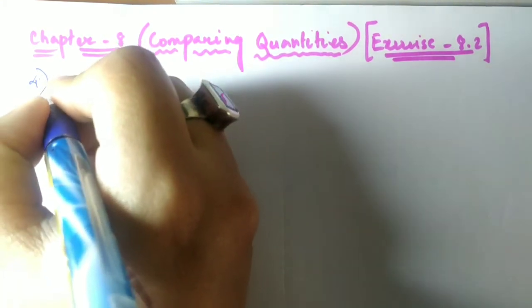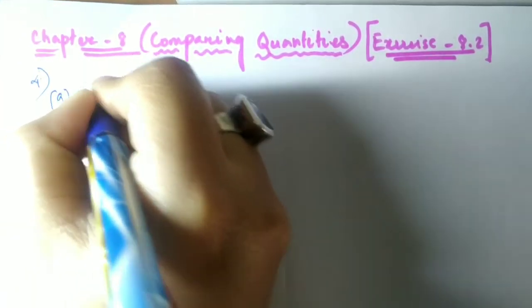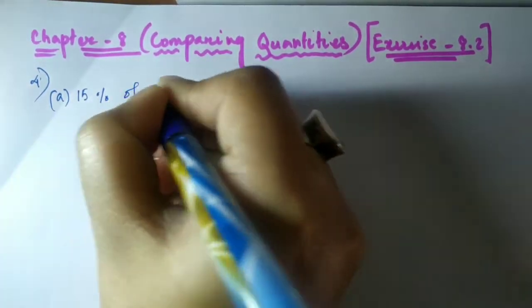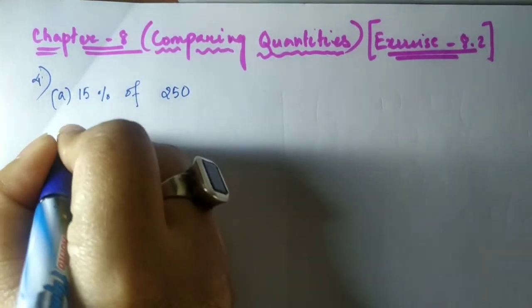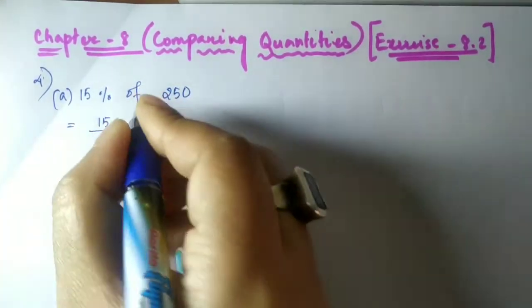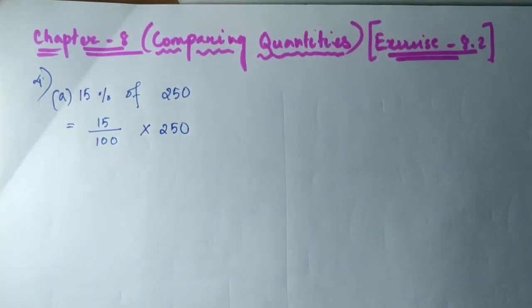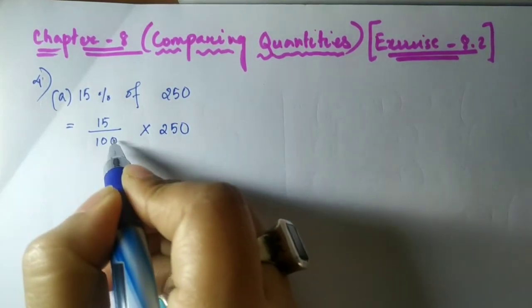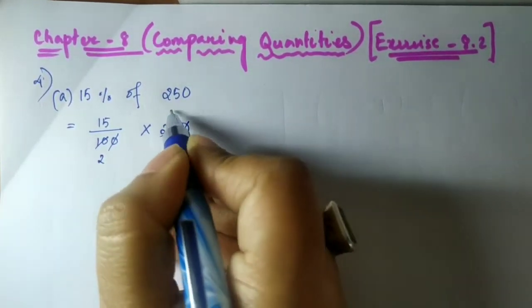What is given? Number 4 is given as find. A is given 15% of 250. So how do we do this? 15% of 250 means, see where it's given, 15% means 15 by 100. Of always means the multiplication sign, and this is this. So we need to calculate it, cancel it. Let's see if it gets cancelled. 0 0, 5 2s, 5 5s.